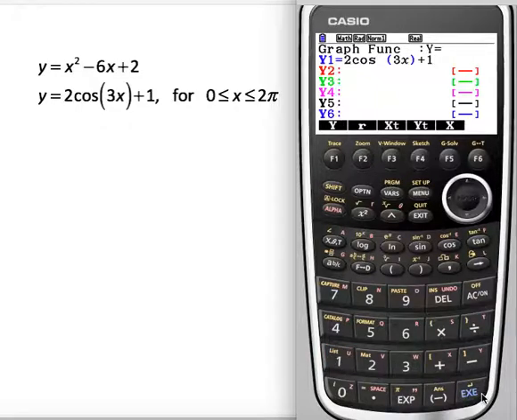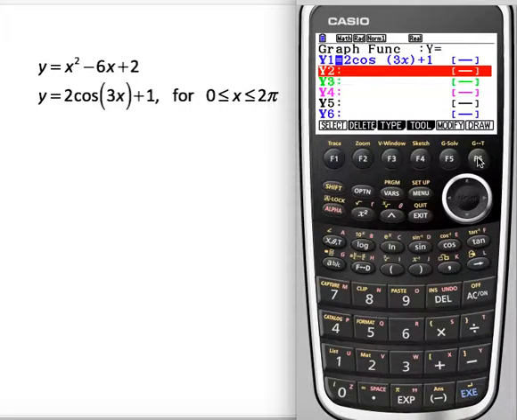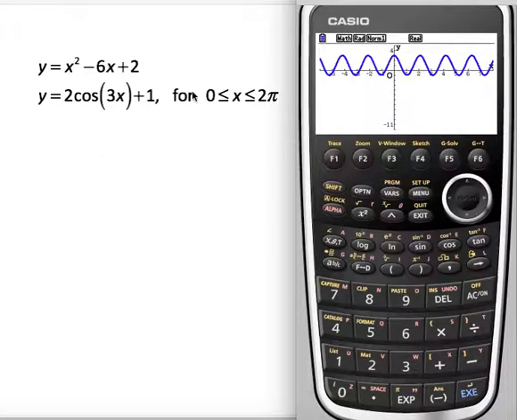Now I've just reset my calculator. It means it's gone into degree mode, and this wants to be in radians. So I could draw it, and I know it's going to be wrong. I need to think now. My x goes from 0 to 2 pi.